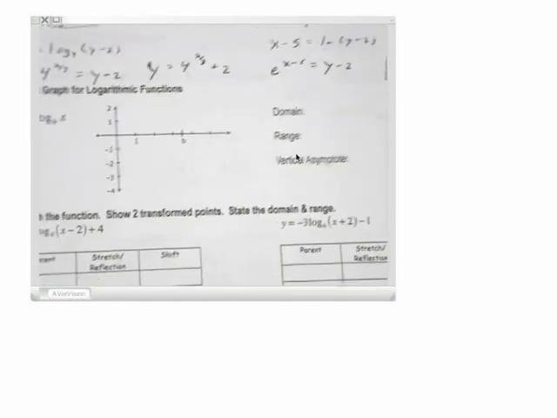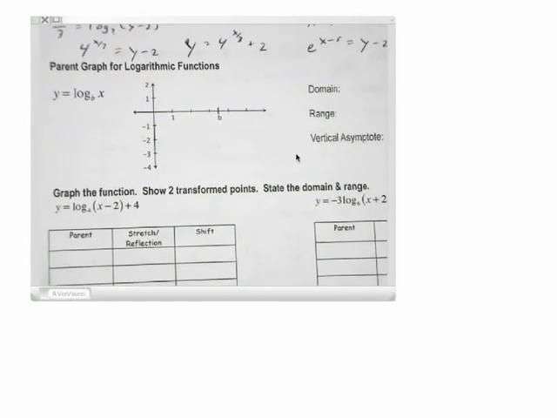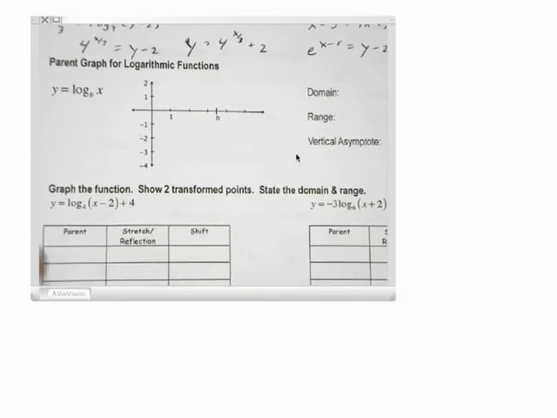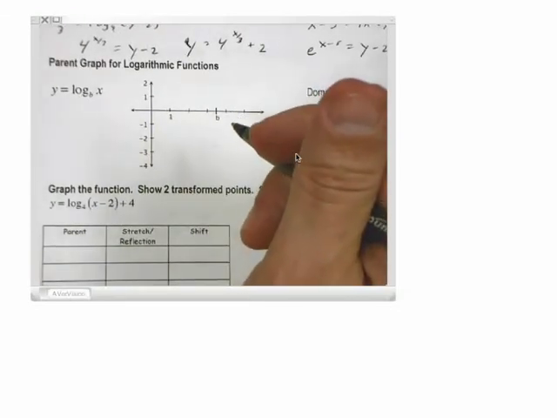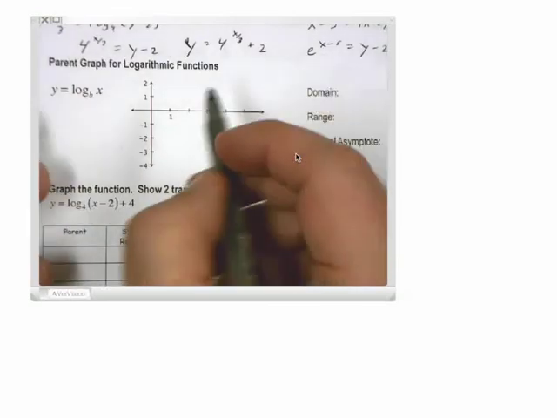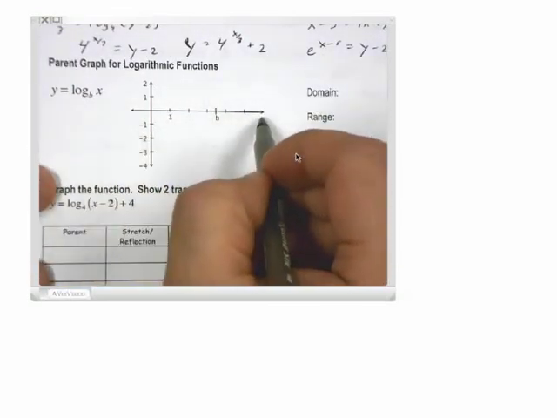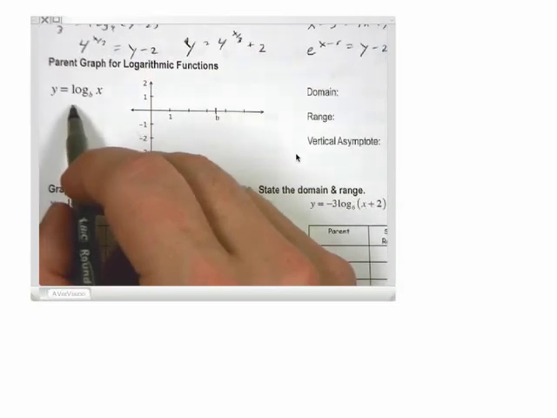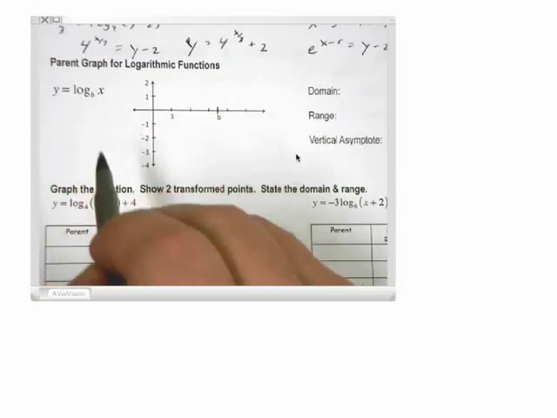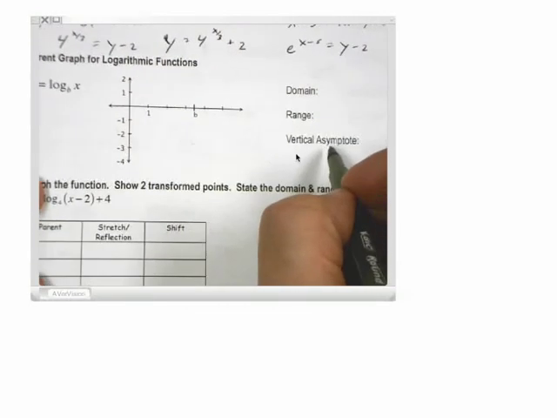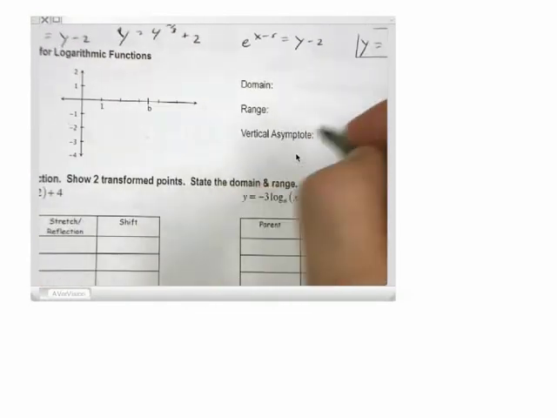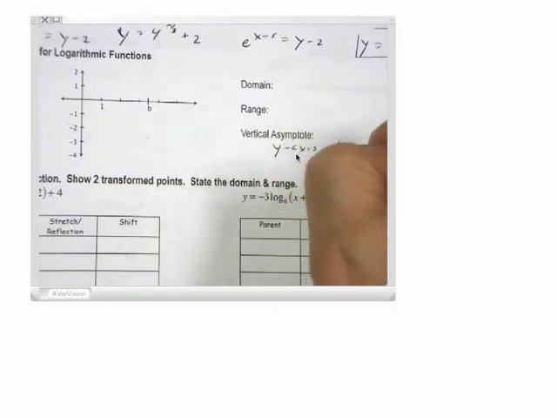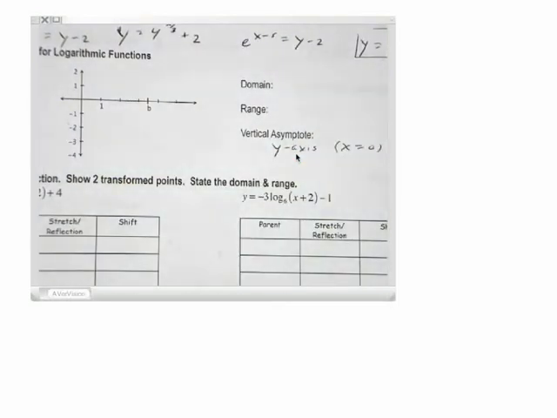Okay, graphing logarithmic functions. Now first of all, we're going to take a look at the parent graph for logarithmic functions. Okay? All right, so first of all, remember how an exponential function had a horizontal asymptote at the x-axis. Well, the logarithmic function is the inverse of the exponential function. So a logarithmic function is going to have a vertical asymptote, and the vertical asymptote is going to be the y-axis, which the equation for that is x equals 0.